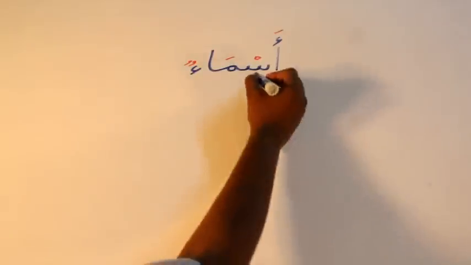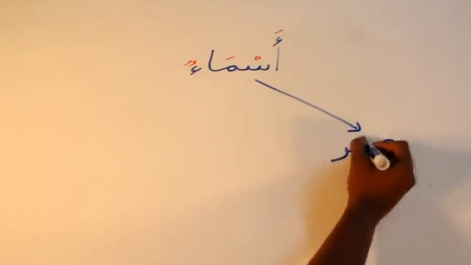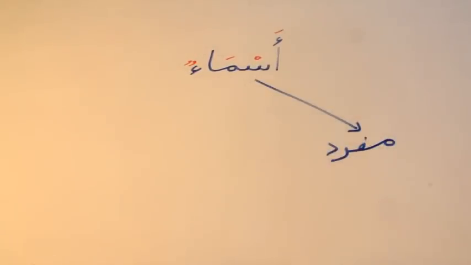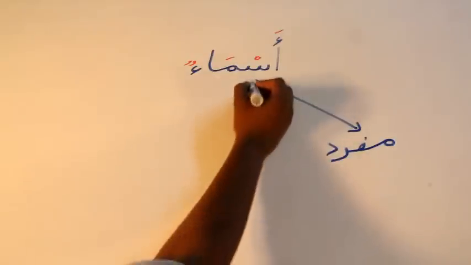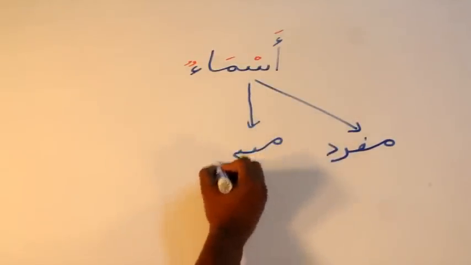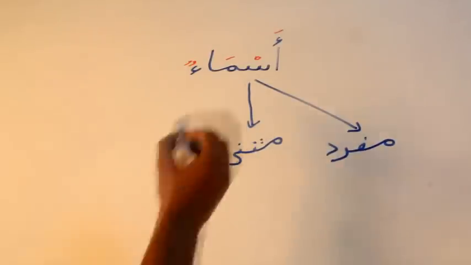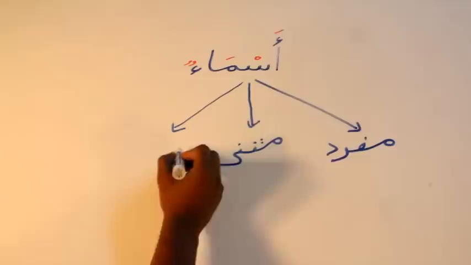So in general, there are three categories of adad, three categories of numbers of nouns. The first category is mufrad. This basically means singular. The second category is mutanna, which means dual. And the third category we're looking at today is jam, which is plural.